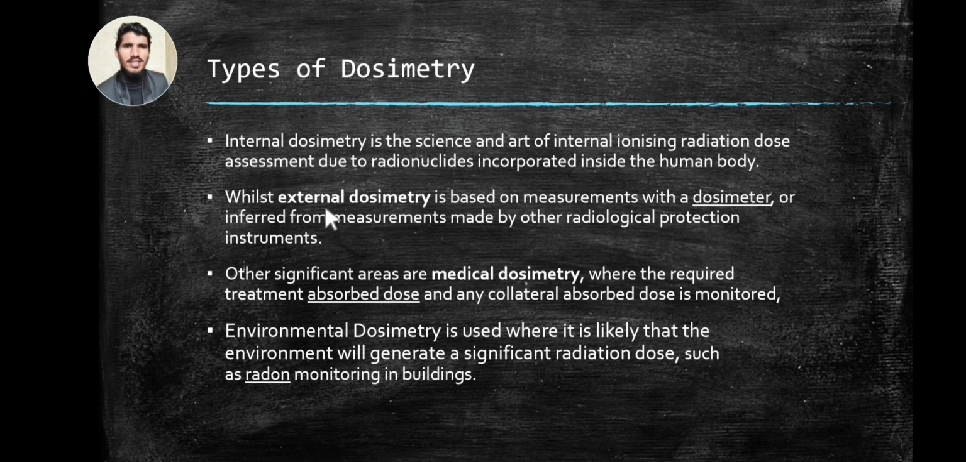Next is external dosimetry. What is external dosimetry? External dosimetry is based on measurement with a dosimeter, or inferred from measurements made by other radiological protection instruments. External dosimetry is due to an external source that is not present in the human body, and it is measured through the dosimeter or through other radiological protection instruments.